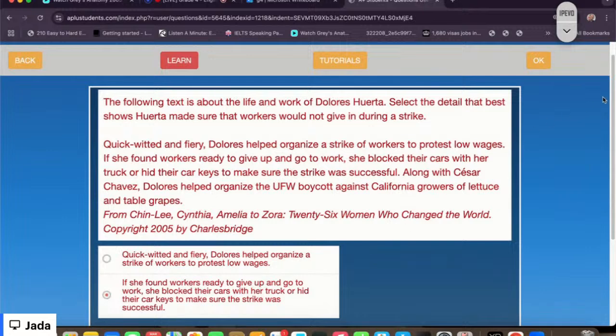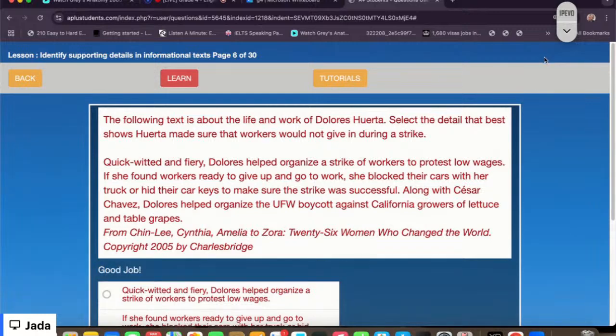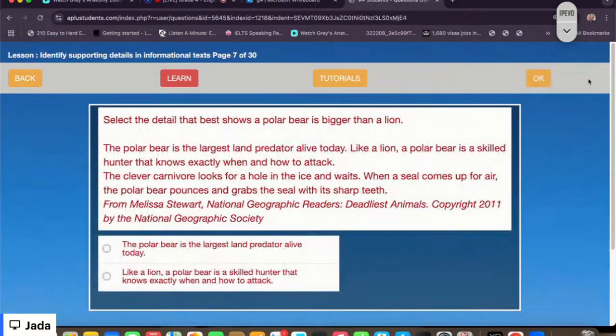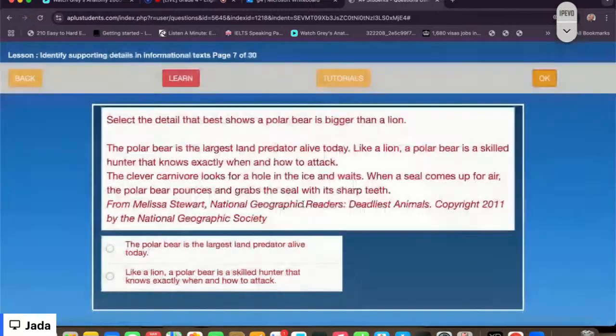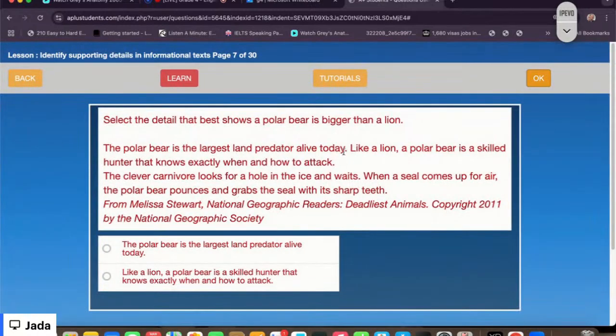So, option two as well. Okay, so good job. Good job, guys. Okay, so select the detail that best shows a polar bear is bigger than a lion. First or second?